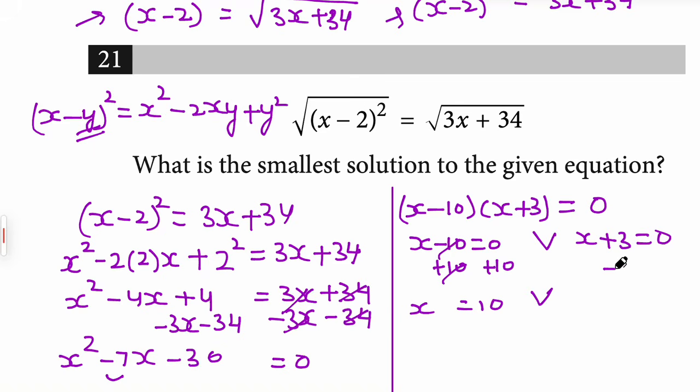Now I'm solving the second one. Subtracting 3 on both sides, this is cancelled, x is equal to negative 3. So x is equal to 10 and x is equal to negative 3. These are the two solutions of this question, but the question is demanding the smallest solution. So out of 10 and negative 3, the smallest number is x is equal to negative 3. So that is our answer.